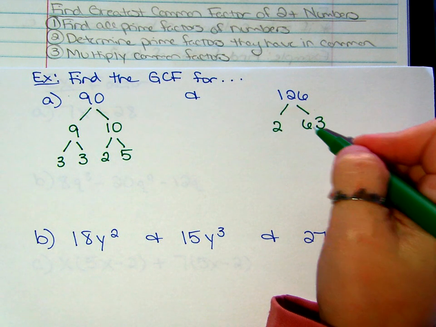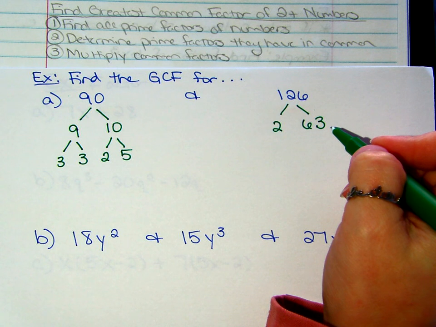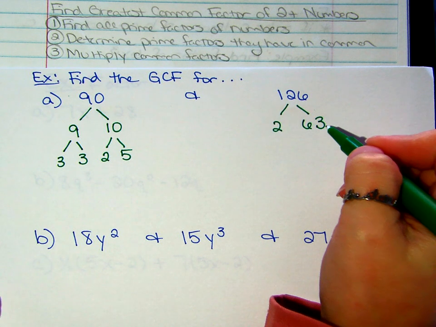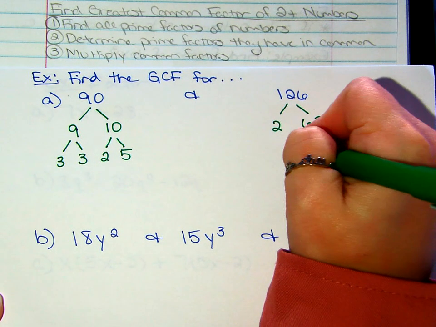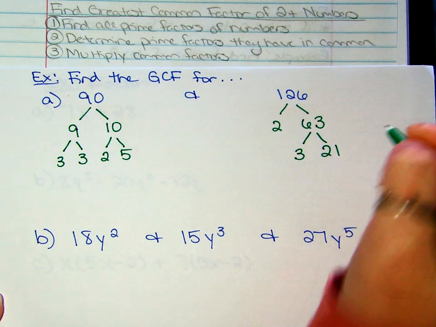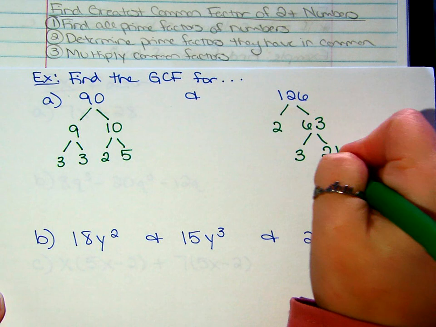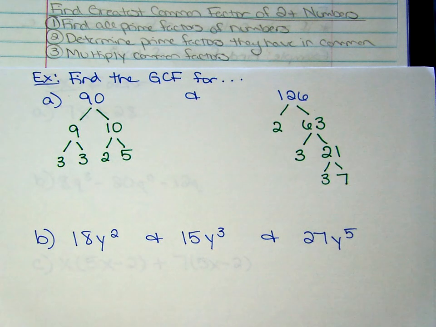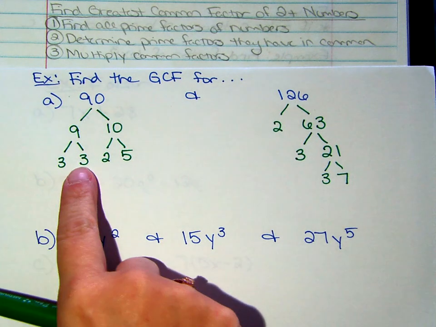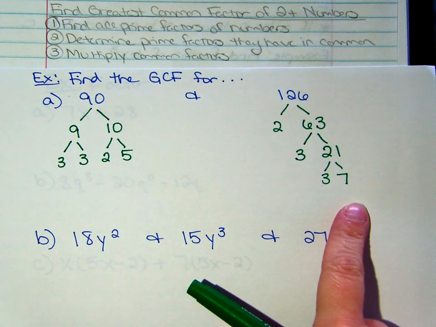6 plus 3 is 9. 9 is divisible by 3, so 63 is divisible by 3. 3 times 21 would give me 63. And then 21 is still not prime. That's 3 times 7. So these trees are obviously very different. 90 is different than 126. But if we look at their end branches, the 3, 3, 2, 5, and the 2, 3, 3, 7, they do have some stuff in common.